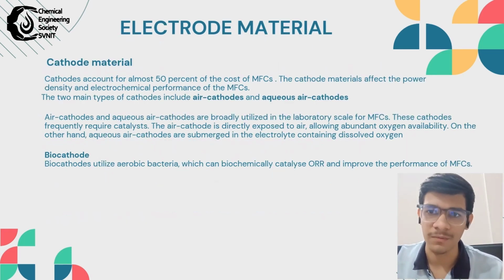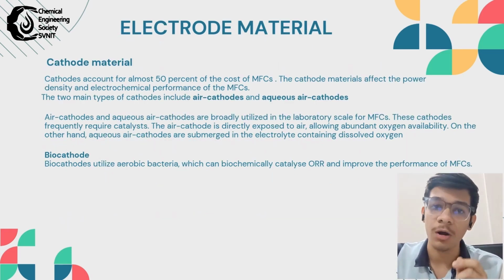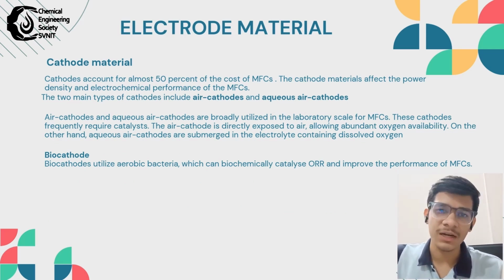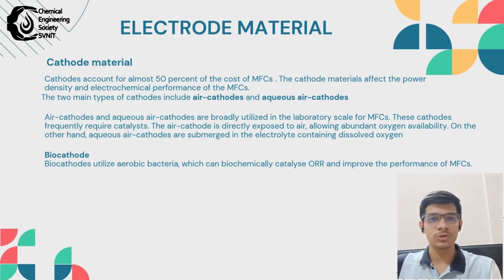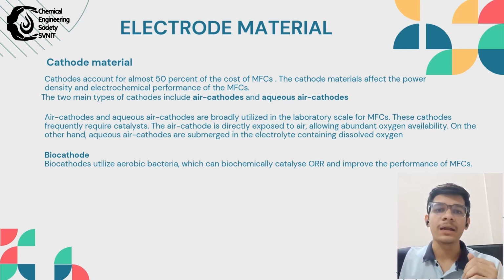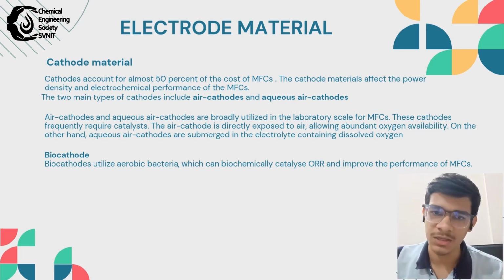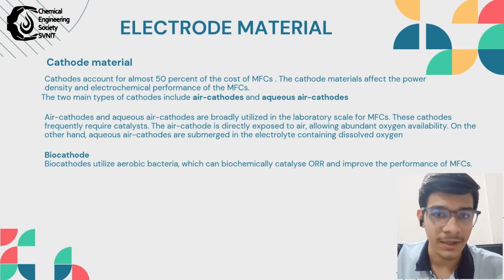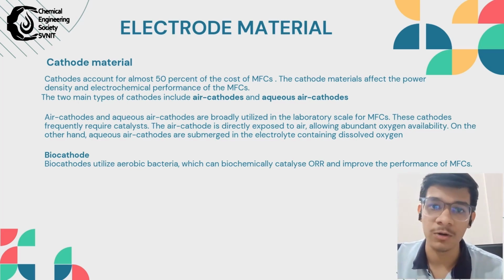Now, cathode types of MFC. The selection of material of the cathode is also very important, as it accounts for almost 50% of the cost of the MFC. So the different types of cathode are air cathode, aqueous air cathode and biocathode. Air cathodes are generally open and directly exposed to air so that oxygen can come in, and aqueous cathodes are generally submerged in liquid where dissolved oxygen is found. Biocathode, in this, aerobic bacteria is used to catalyze the substrate, and it is also good for producing good power efficiency.